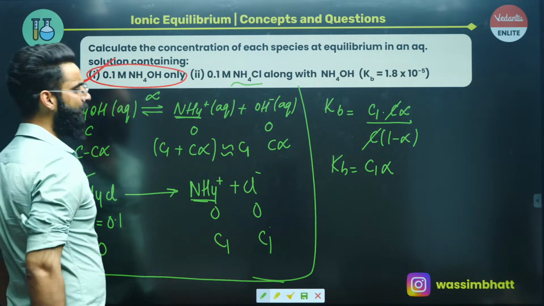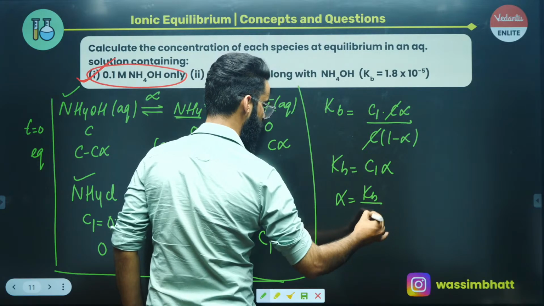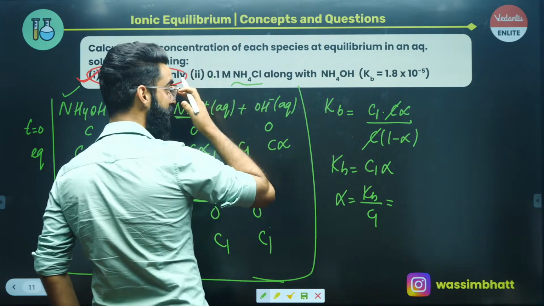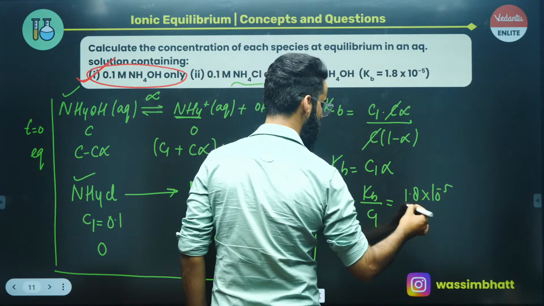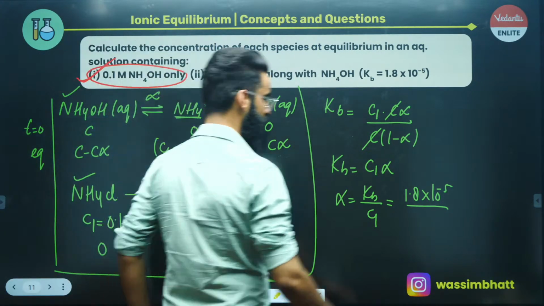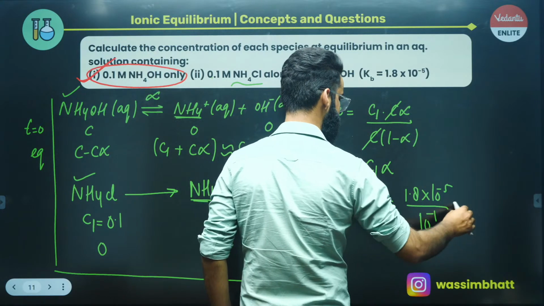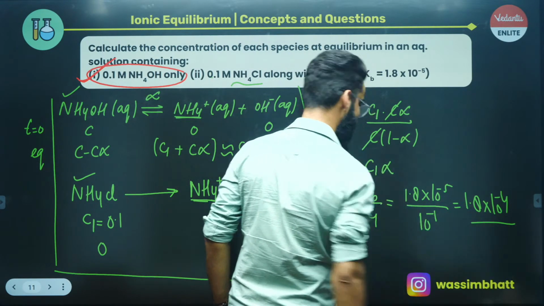So what you are supposed to calculate? I'll calculate alpha from here. It's going to be Kb divided by C1. What is Kb? Dissociation constant of the weak base, that's 1.8 into 10 raised power minus 5, divided by C1. What is C1? C1 is the concentration of the strong electrolyte, that's 0.1, which means 10 raised power minus 1. So the value comes out to be 1.8 into 10 raised to the power minus 4. So this is the value of alpha.